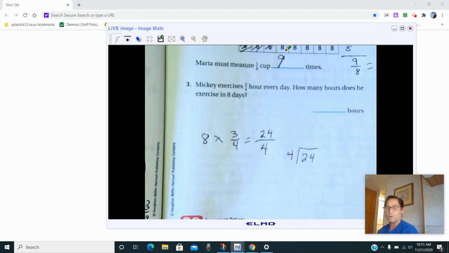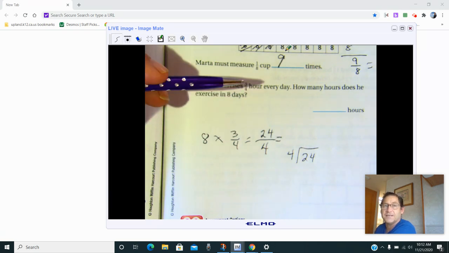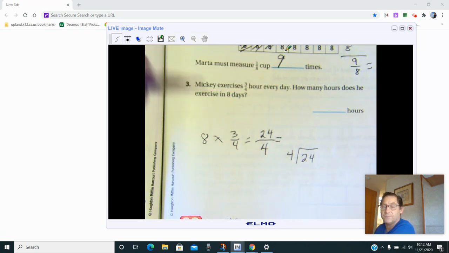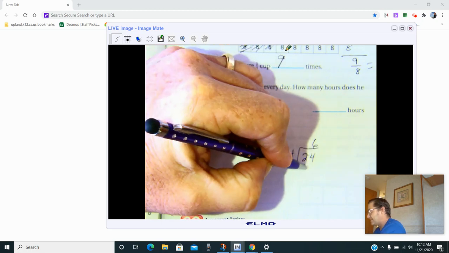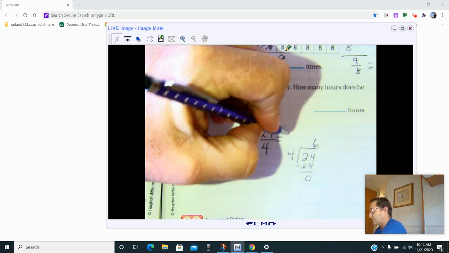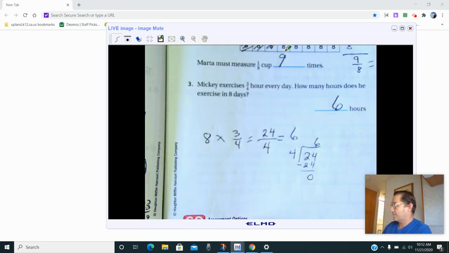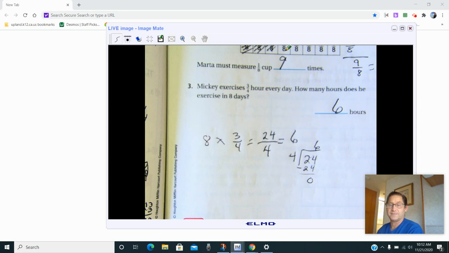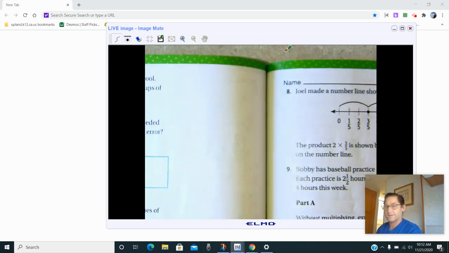24 divided by 4. Remember, this is how we change a fraction that's greater than 1 into a mixed number. 24 divided by 4, that's 6. So actually, we don't have a fraction part left over. We just have 6. So he exercised 6 hours in 8 days.